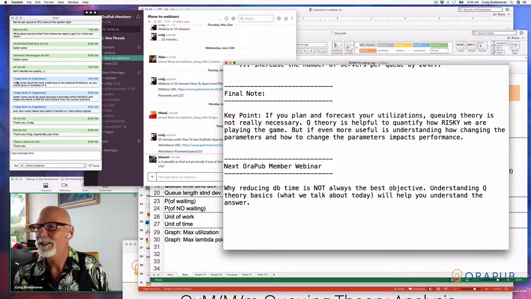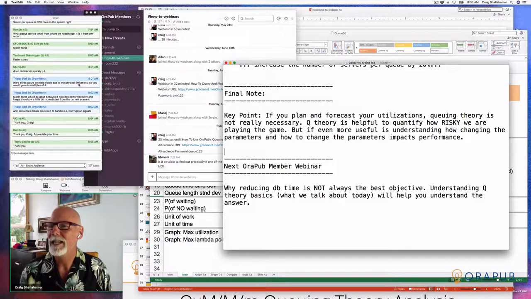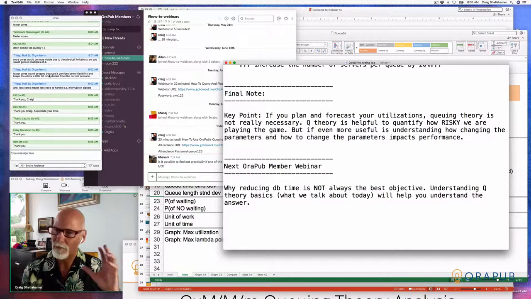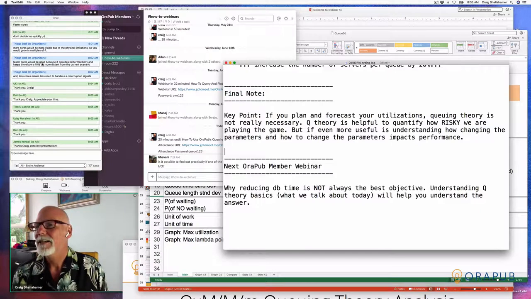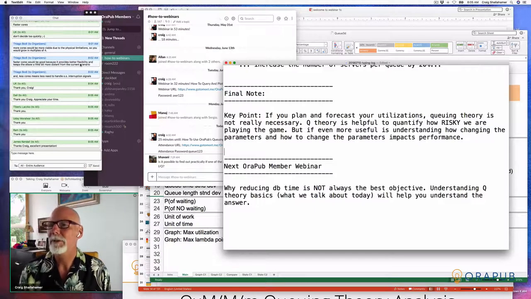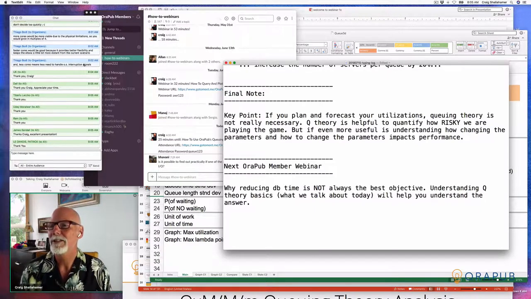All right, so question here. Thiago said, more cores would be more viable due to physical limitations. So you could go, yeah, that's one of the things to consider. How much space can I fit them in the box? How much does it cost? Do we have budget? Let's see, faster cores would be good because it provides better flexibility and keeps the elbow of the curve a little distant. That is definitely true. Yes, that can be very good. Less cores means less need to handle OS interruption signals. Yes, that's getting a little deeper, but I would think so.